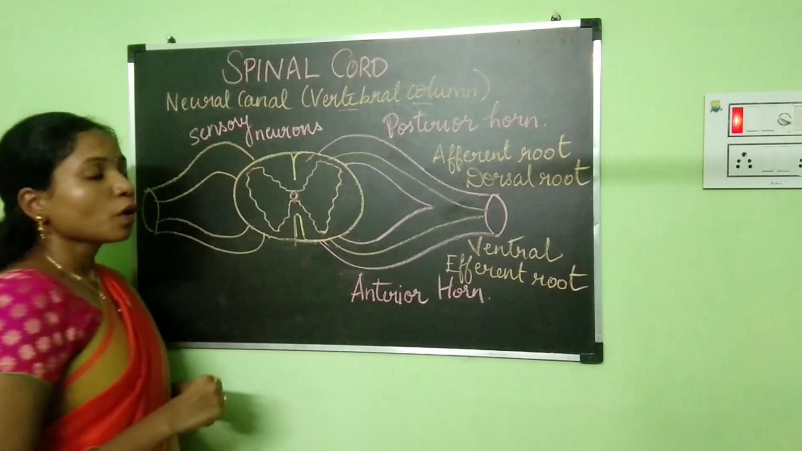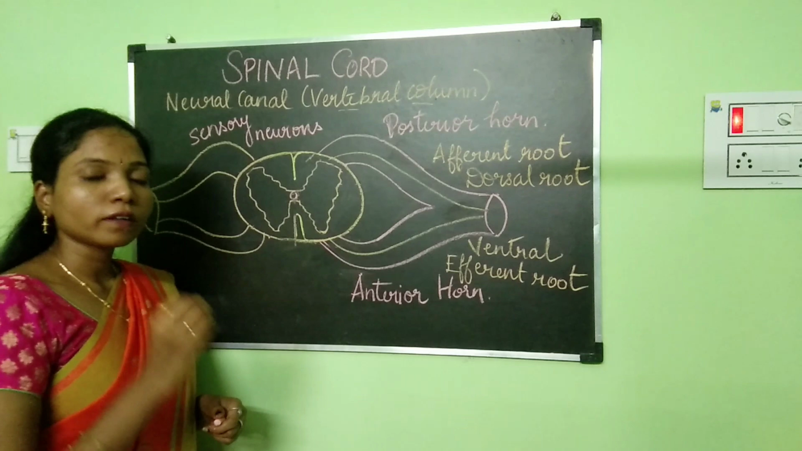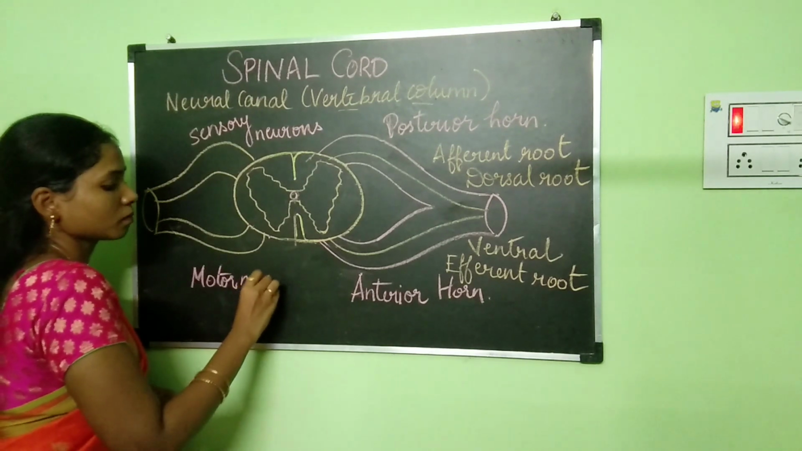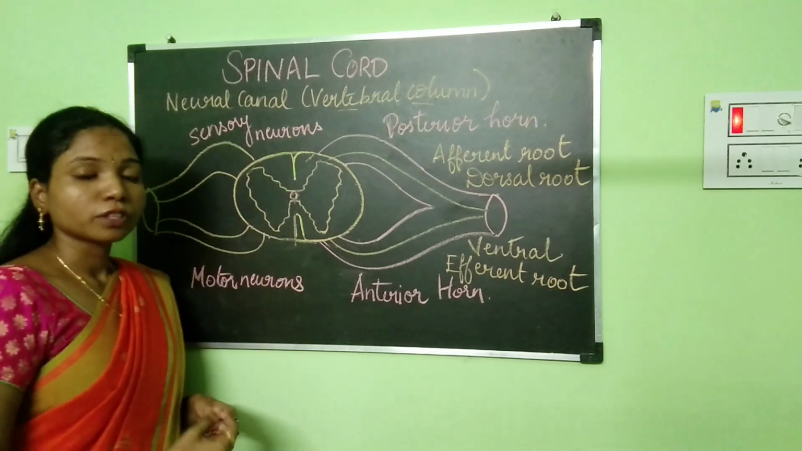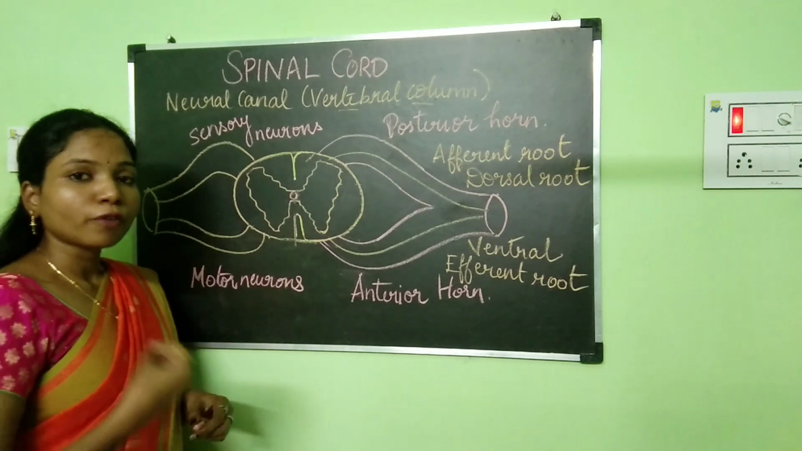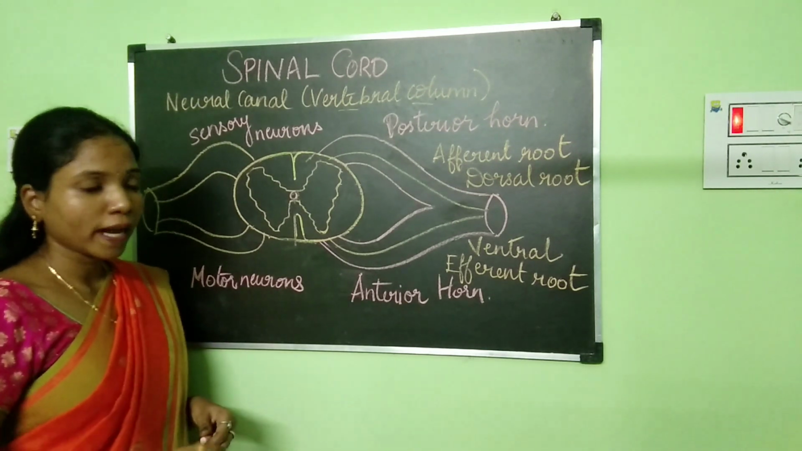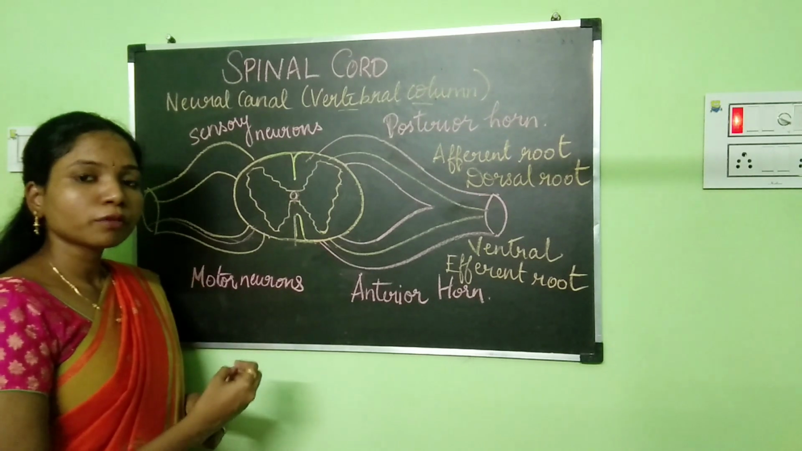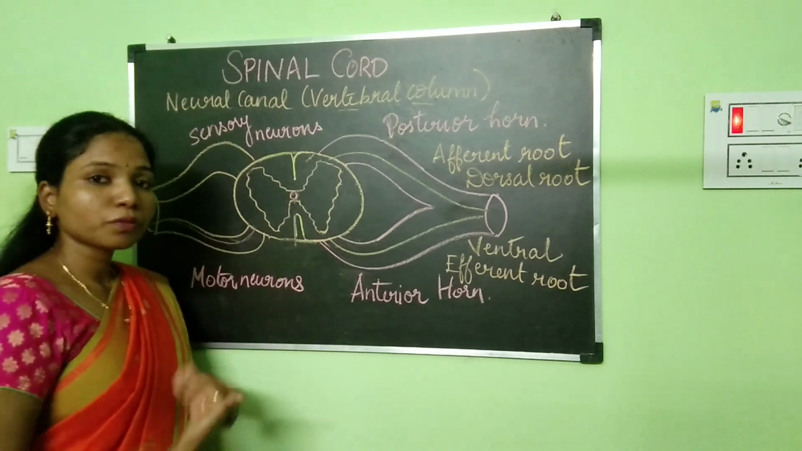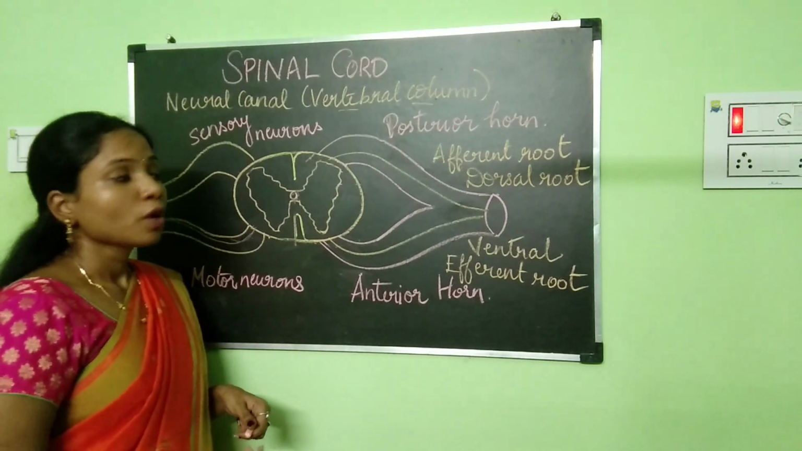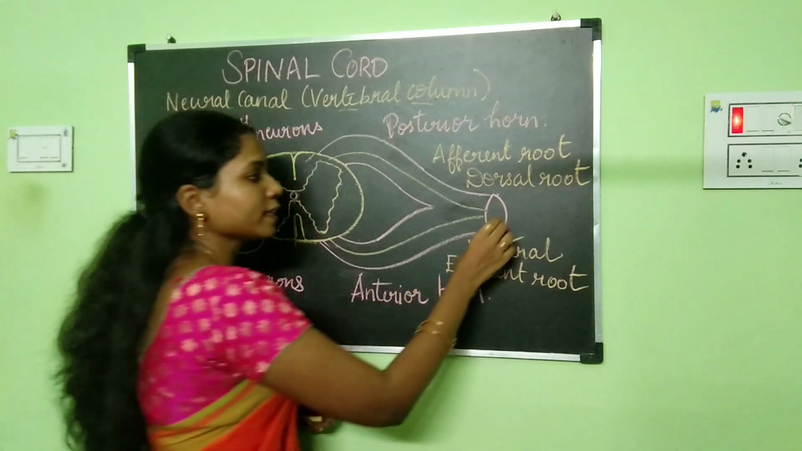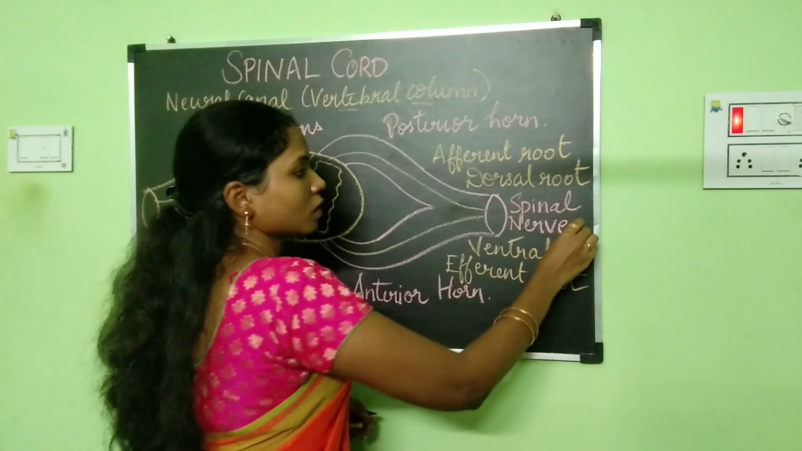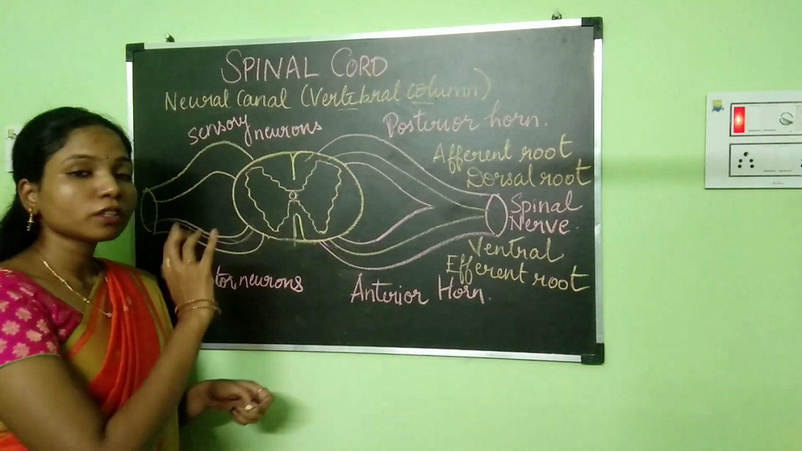So the sensory neurons will enter into the dorsal route or the afferent route. And then the motor neurons. So what are motor neurons? Motor neurons are going to carry the message from the brain to a muscle cell or to a gland. Okay, so the motor neurons will move outward through the ventral route or the efferent route. So these two routes, the afferent route and the efferent route, will join together to form one spinal nerve. Okay, so this is about the structure of the spinal cord.